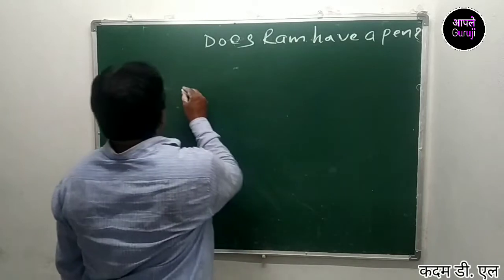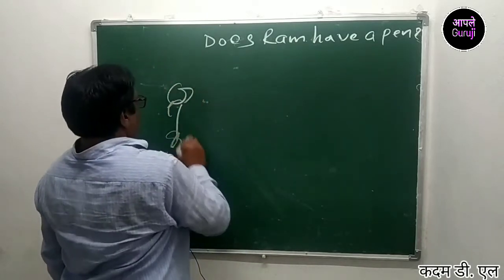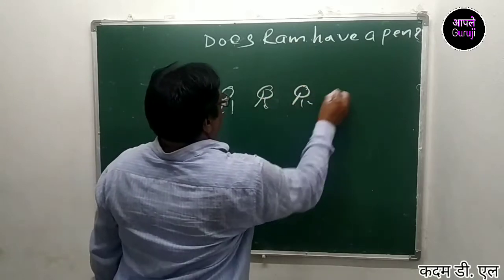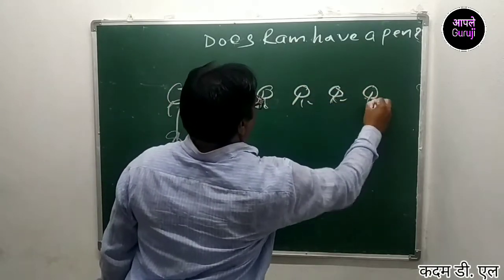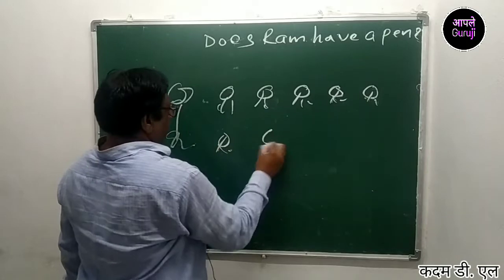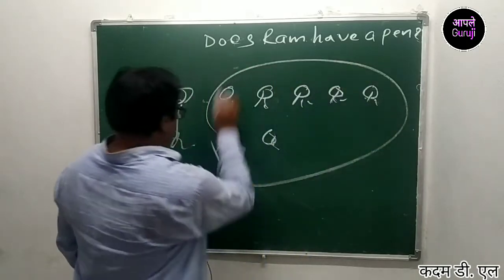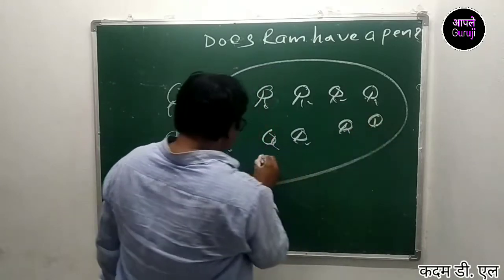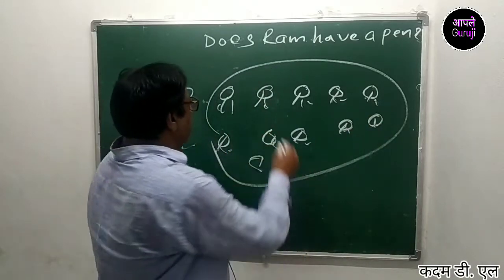Now the teacher. So here is the teacher, and this is the student. Please see, try to understand through the pictures what I say and what I do. So this is the class. In the class, there were 20 students.